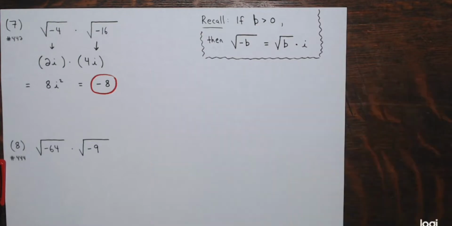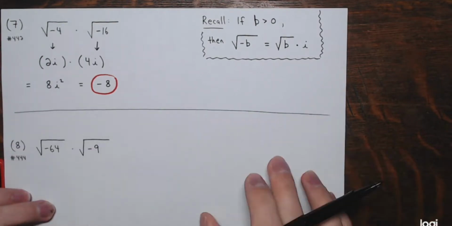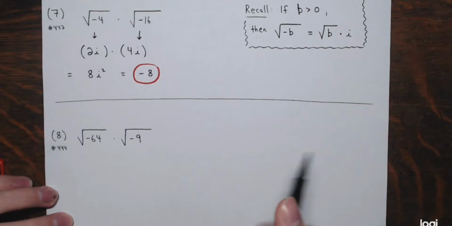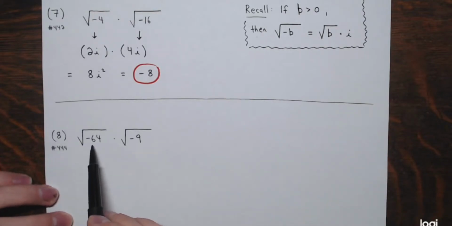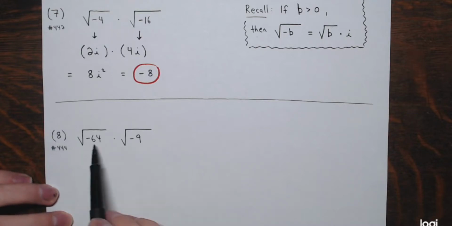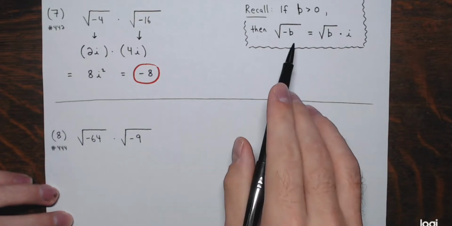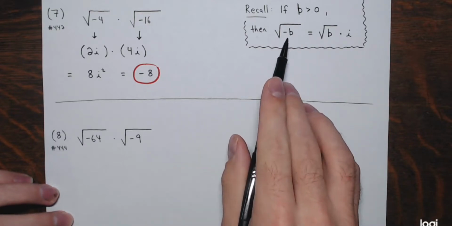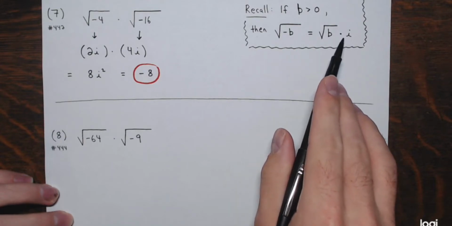Okay. So same thing for number 8, which is exercise 444. Square root of a negative, that's not real, times another square root of a negative number, that's not real. So you cannot use the product property here, please. So like I said, this should be automatic. Anytime you see the square root of a negative number, you should immediately rewrite it as a real number times i.